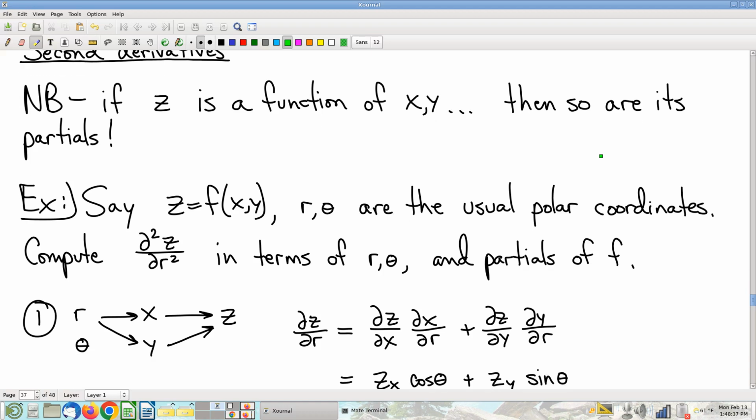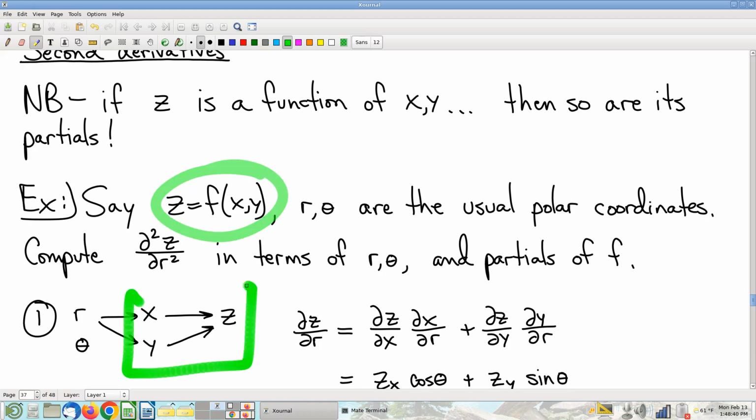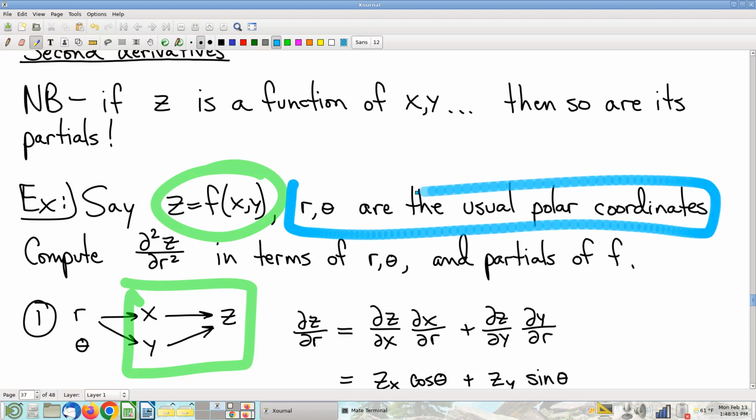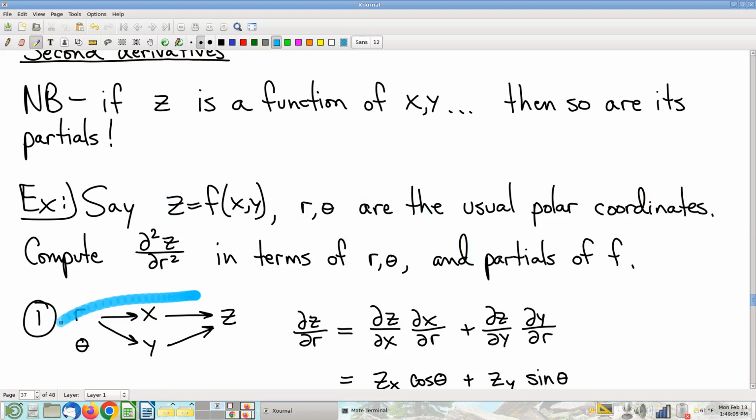So here we go. We've got z as a function of x and y. Notice I have that indicated on my diagram as we've been doing. In addition to that, I've got r and theta being the usual polar coordinates, and so that means x and y are functions of r and theta also in the usual way. x is r cosine theta, all that stuff. So this being the setup, we've got our diagram for use with the chain rule. We've been asked to compute a second partial with respect to r, the first step of which, of course, is going to be to compute the first partial with respect to r.